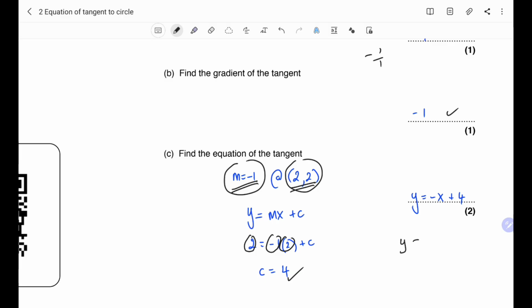So we want to write it y is equal to mx plus 4, and we're going to substitute in the m that we've worked out and the c that we've worked out. So that gives us y is equal to minus 1x plus 4.